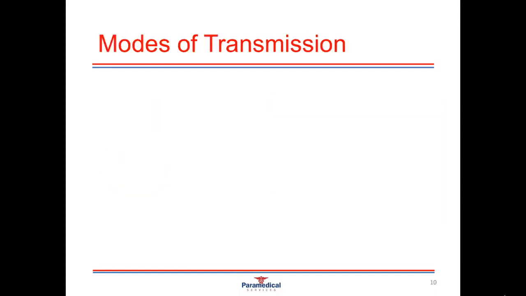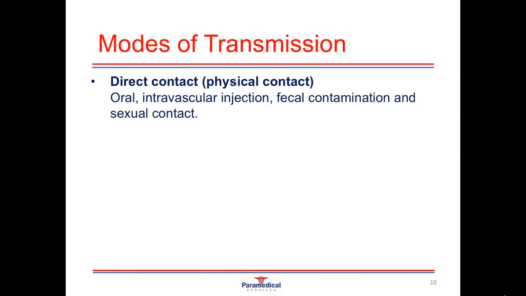In order for a disease or a pathogen to be spread from one person to another or from an animal to another, it needs to have a mode of transmission. The first type of mode of transmission is through direct or physical contact. Now, this is one of the easiest ways for a pathogen to enter into the human body because it bypasses a lot of the body's natural defense mechanisms. So examples of this would be through oral contact, through the eye, intravascular injections, fecal contamination, and through sexual contact.